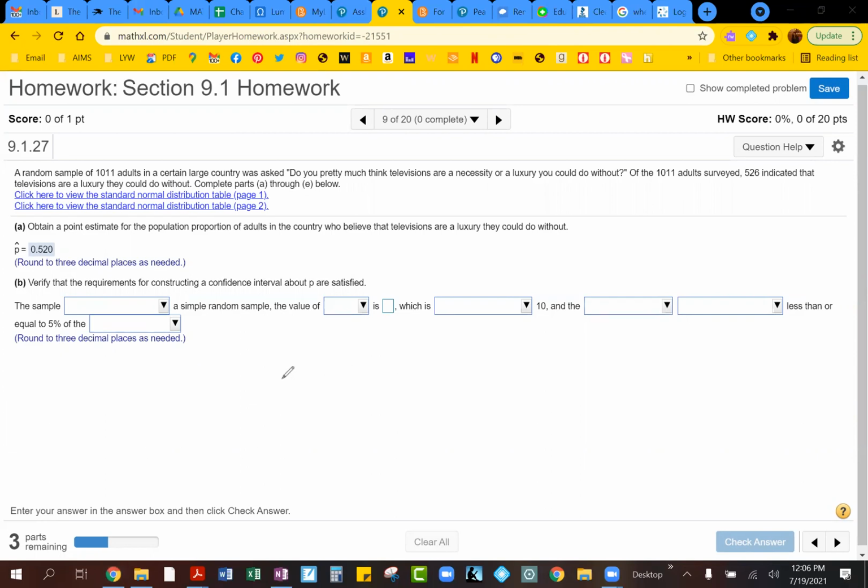So you actually have to see when you multiply n times p hat, remember the p hat is your point estimate that we just calculated, and n is our total number of adults who were surveyed, and then you multiply this with 1 minus p hat. So you have to multiply these three values, and if the number comes out to be greater than or equal to 10, then we are good to go with the confidence interval. So that's one of the things we have to check.